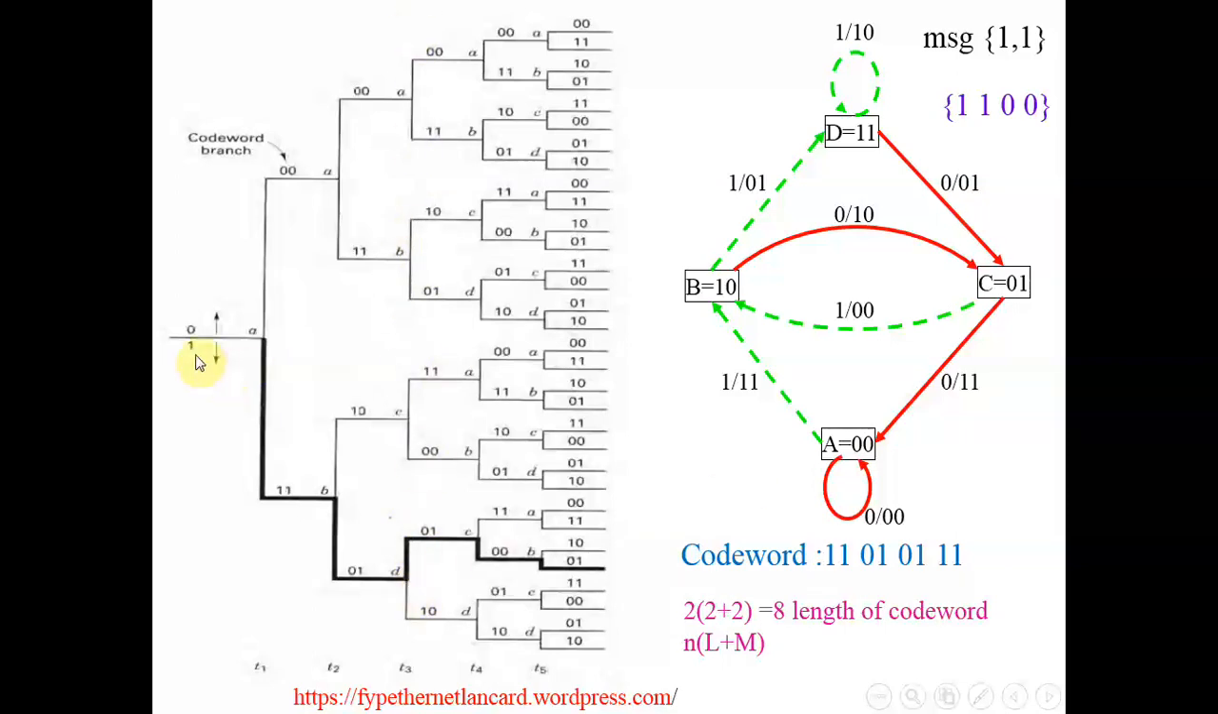Now we will encode the message. My first bit is 1, so it's the lower branch. If I follow the lower branch, my output is 1 1. I reach B. Again my next bit is 1, so again the lower branch. I go to D.